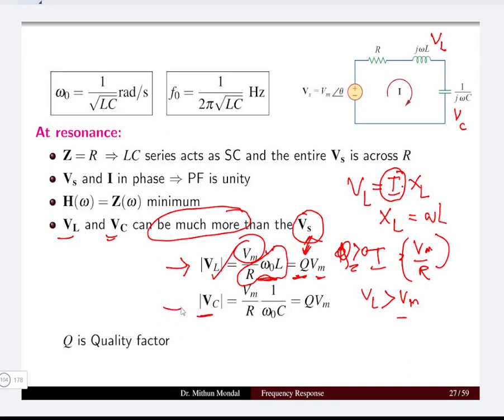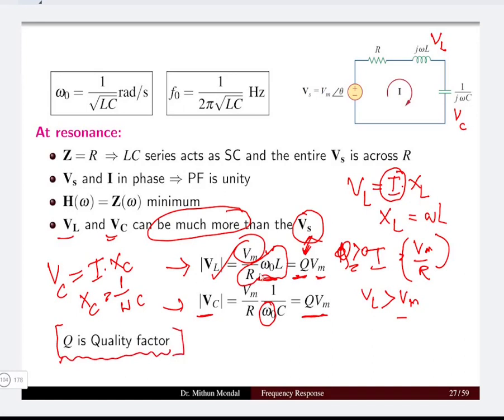Similarly, we can do the VC derivation. The capacitor voltage is equal to the current multiplied by the capacitive reactance XC, and XC is equal to 1 by omega C. So at the resonant frequency, we can write it as Q times Vm, where Q is defined as the quality factor, which we are going to define a little later. So the quality factor of the circuit, given from the inductance and the capacitance, will make the inductor voltage and capacitor voltage much greater than the source voltage Vs under the condition of resonance.